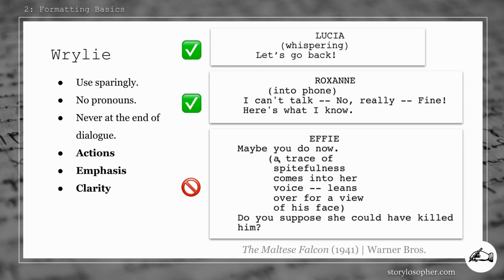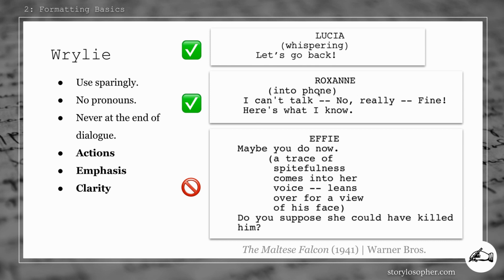So don't do it. Because this, a trace of spitefulness, if you absolutely had to, you could put in parentheses and say spitefully, add an ly. But really, you shouldn't have to do that at all. That should be in what the line is. It should be in the context of the scene, all that kind of stuff. And then this, where it tells what she's doing, that should be up here, right? Leans over to look at him in the eye. Maybe you do now. So that kind of thing. If it's describing what's happening, it should probably be in a description. The only time when you don't do that is when it's directly relevant to the dialogue.